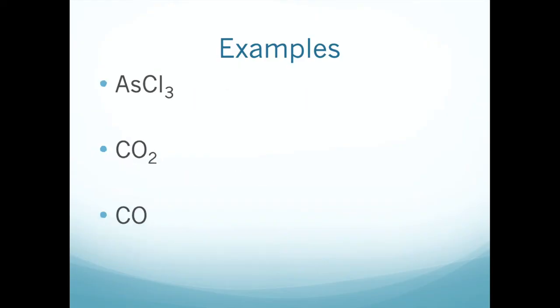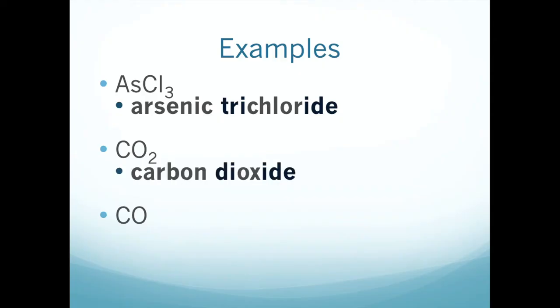Okay, so here's some more examples. Feel free to pause this video and try these out, and then I'll put up the answers so you can check your work. Okay, so we have 1 arsenic and 3 chlorines, so it's arsenic trichloride. We have 1 carbon and 2 oxygens, so that's carbon dioxide. And we have 1 carbon and 1 oxygen, so carbon monoxide. Note that, again, if you have 1 of the first element, you don't need a prefix for it, but if you have 1 of the second element, you should add that prefix mono.